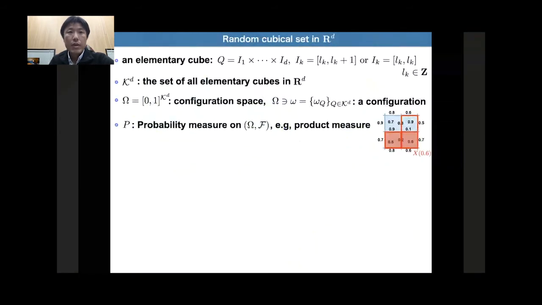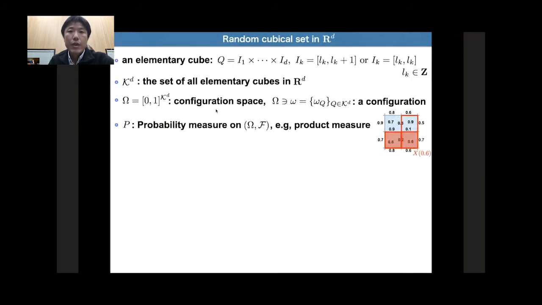All right, so let me first explain our setting. I will study cubical sets in R^d, constructed by elementary cubes in the d-dimensional space. Here, an elementary cube is defined by a product of intervals with unit length or length zero on the integer lattice. We denote by K_d the set of all elementary cubes in R^d.